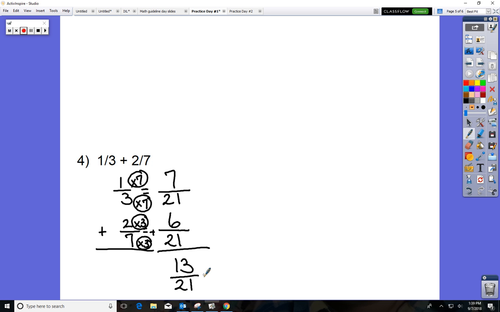I would want to check to see if I can put this in simplest form. I know that 13 can only be divided by 13 and 1, which means it's a prime number. And I also know that 13 can't go into 21. So what that means is this fraction is in simplest form already.